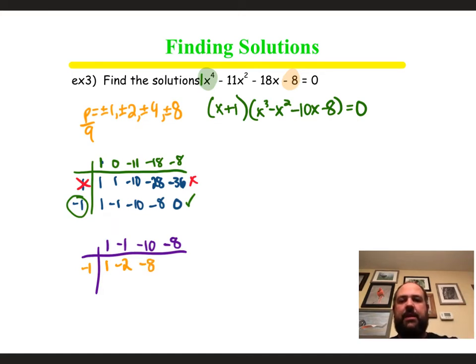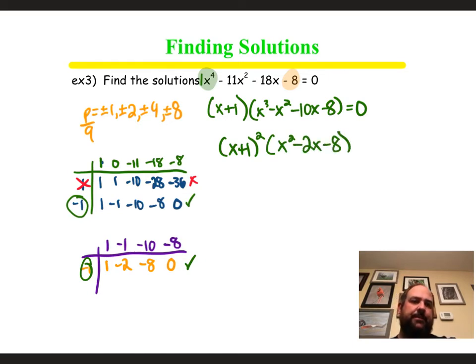Then I would take negative 1 times negative 8, which is 8, plus negative 8. That gives me 0. This shows that negative 1 worked again. So now I have, instead of just x plus 1, I actually have 2 of them, or I have x plus 1 squared. The leftover would be x squared minus 2x minus 8.